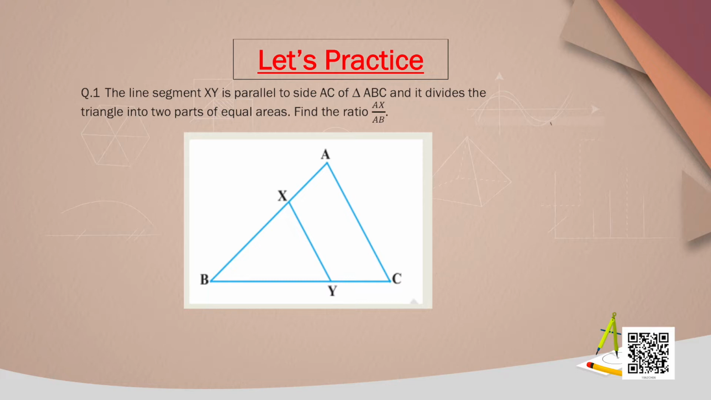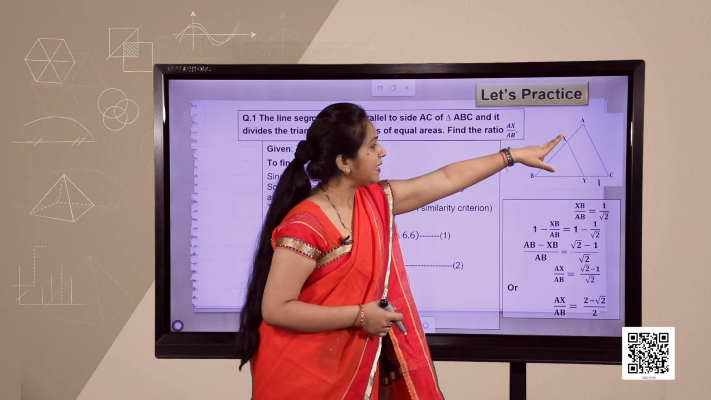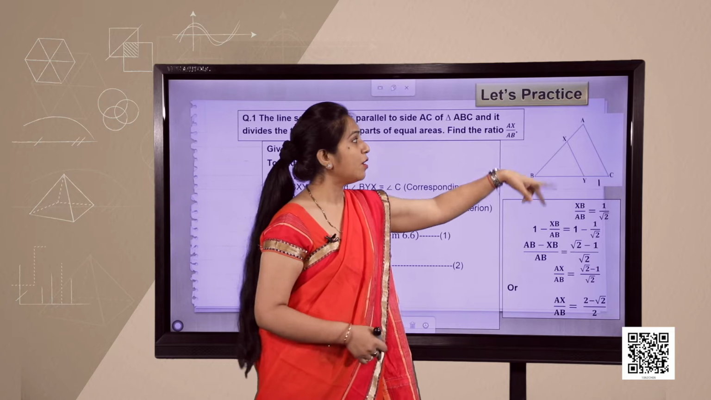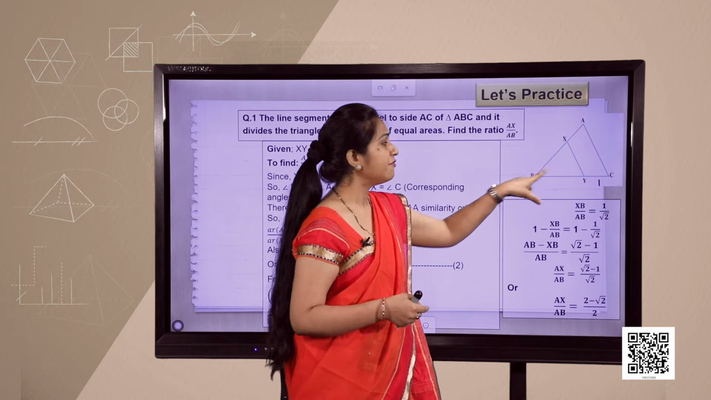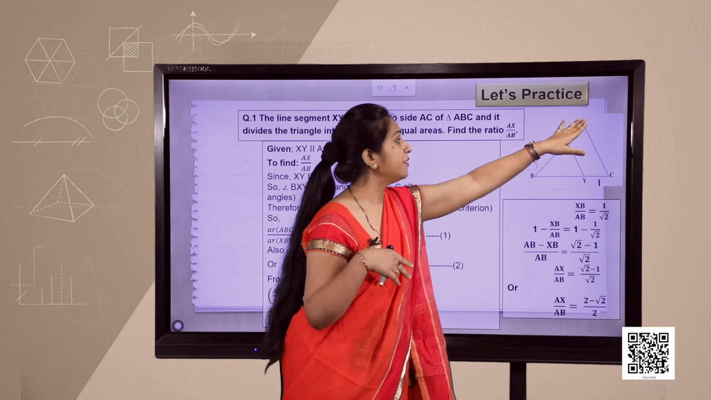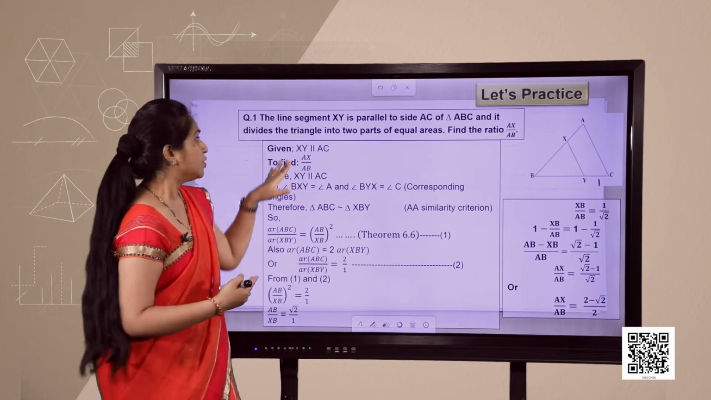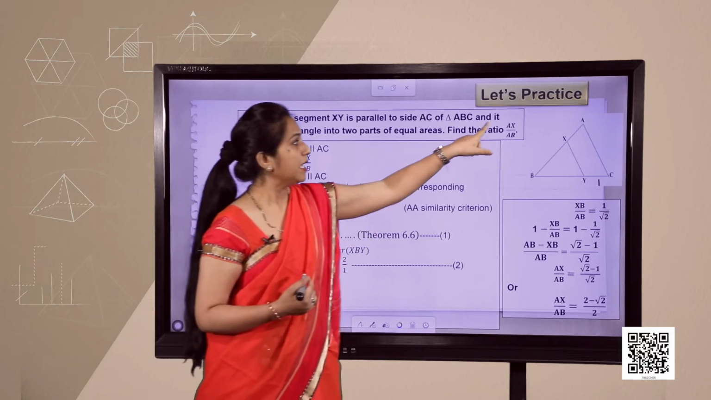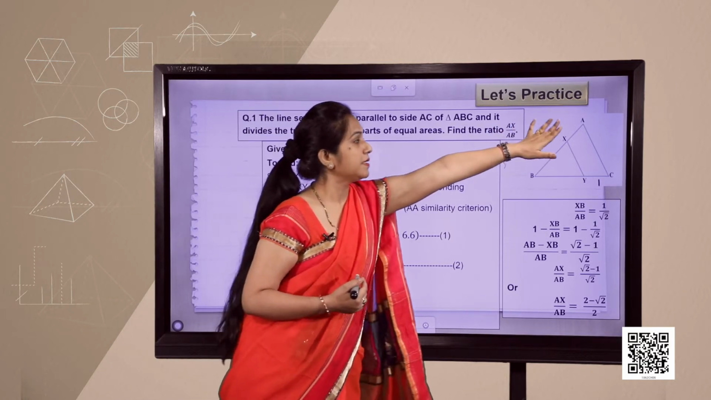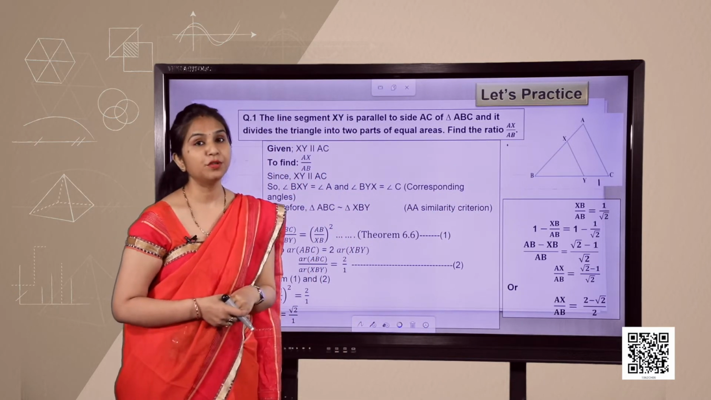This line XY divides the whole triangle into two parts of equal area, means we can say that area of XBY is equal to area of AXYC, or we can also say that area of XBY is half of ABC, because it divides them into two equal parts, right. So, what we have to find out here? Here we have to find out the ratio AX upon AB, this small side AX upon the big side AB of the triangle. This is what we have to find out.